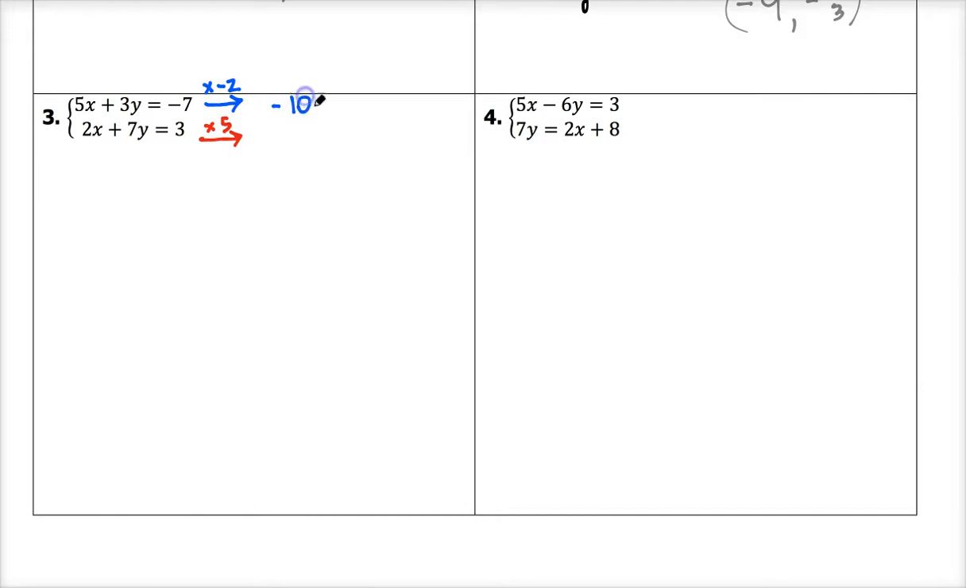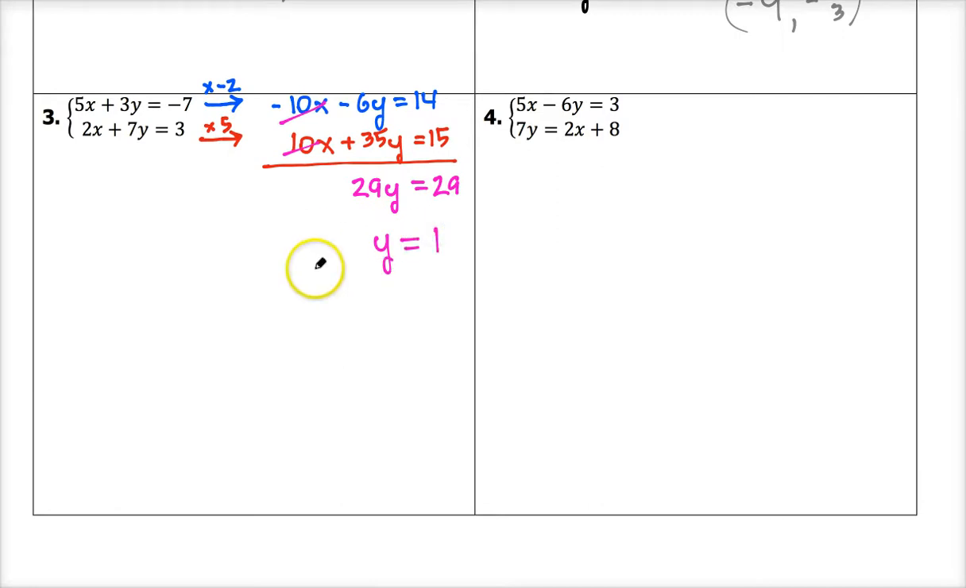So negative 10x minus 6y equals positive 14 is my top equation. 10x plus 35y equals 15 is my bottom equation. So my x terms eliminate. Negative 6y plus 35y gives me 29y equals 29, and that means y comes out to be 1.